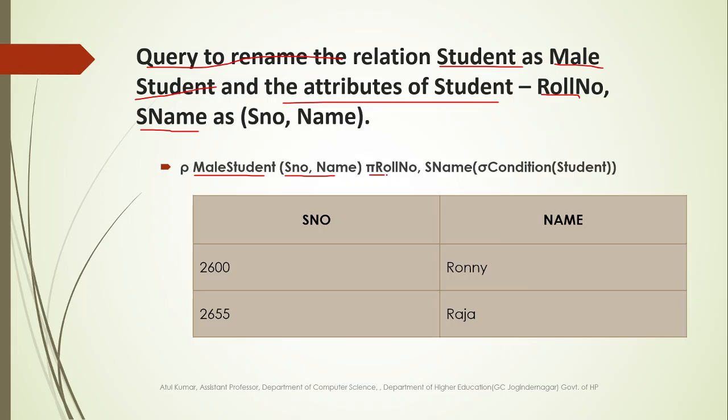Then we have the select, that is projection operation, with roll number and s name, and we apply a condition on student. So the new relation contains serial number and name, and the name of this table is male student.